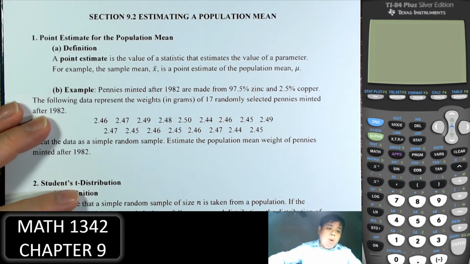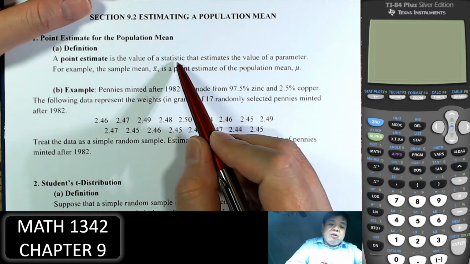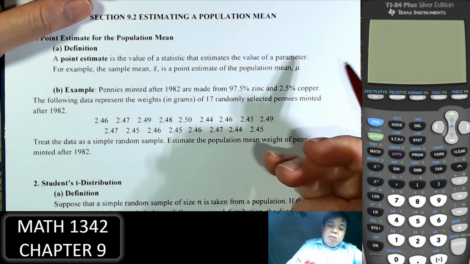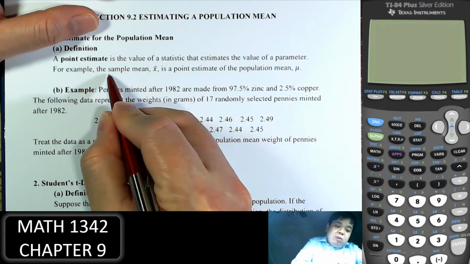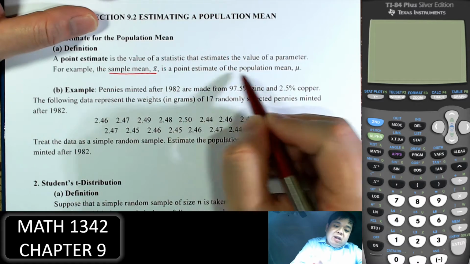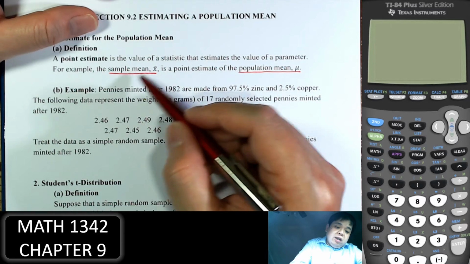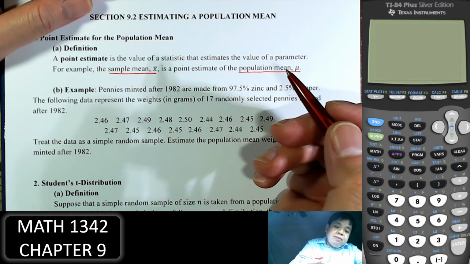So the point estimate once again is the value of a statistic that estimates the value of the parameter. So in this example, we said the sample mean will estimate the population mean. So the population mean is mu, the sample mean is x bar.